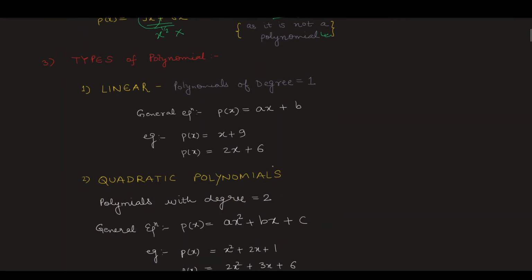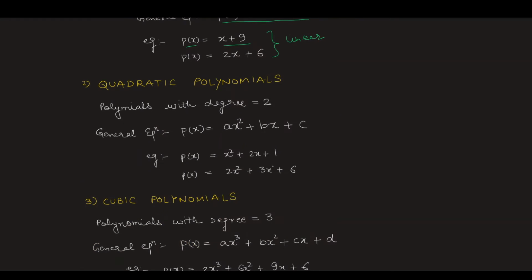Then what are the different types of a polynomial? Number 1, linear. These are the polynomials of degree 1. Its general equation is p(x) equal to ax plus b, where a and b are constants and see this is 1. That's why its degree is 1. So its example would be p(x) equal to x plus 9 and 2x plus 6. Okay, these are linear.